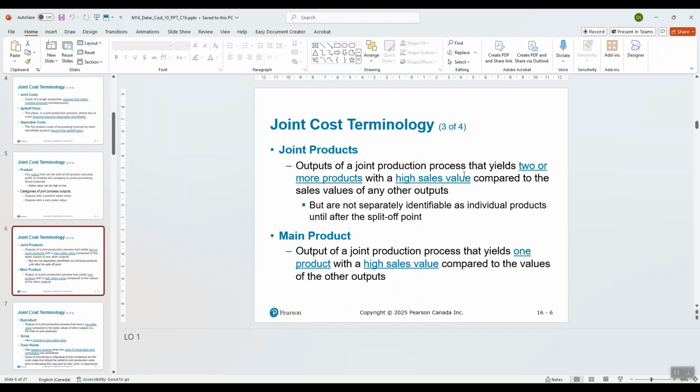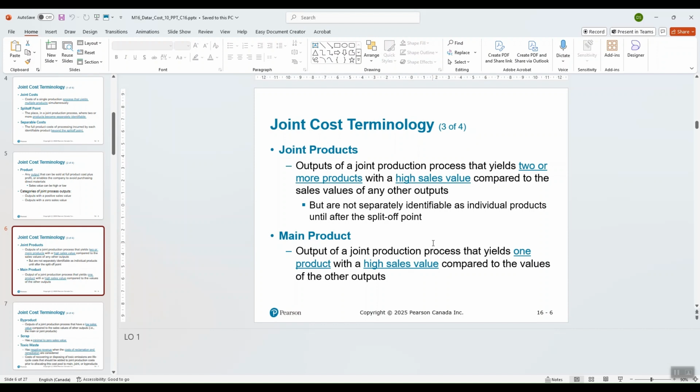So joint products are the output of the production that use two or more products with the high sale volume. So you always have to look at it. The ones that are high sale, which are the main products, are considered to be a joint product. The main product is the one product that you are producing.